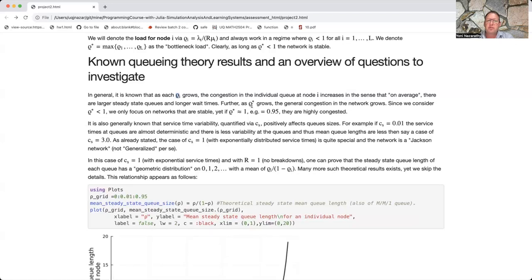Further, if rho star, the bottleneck, grows, then the general congestion in the network grows. Since we consider rho star strictly less than 1, we only focus on networks that are stable. But when you're close to 1, for example 0.95, you're going to get some pretty big queues happening.